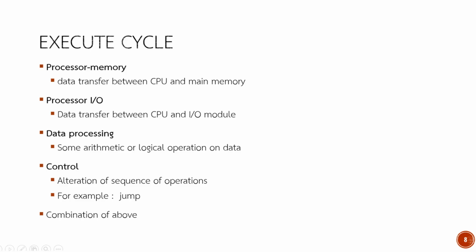The execution cycle generates actions that can be divided into 4 categories. Processor to or from memory: data is transferred between the processor and memory. Processor to or from I/O: data is transferred between the processor and I/O. Data processing: calculations and comparisons are performed on the data. Control: jumping to a sequence to execute other instructions. And a combination of any of these executions.